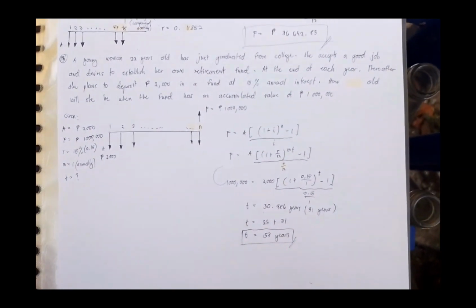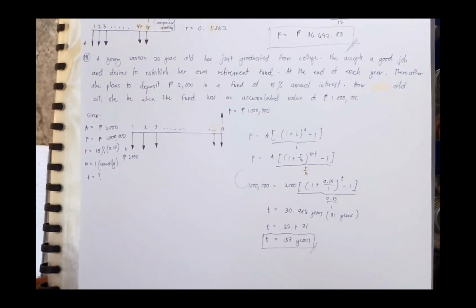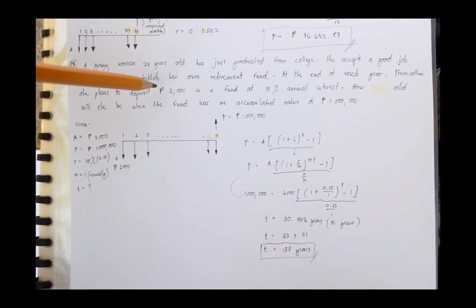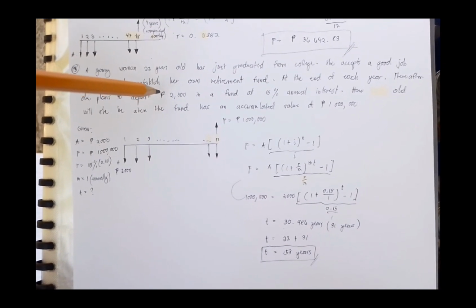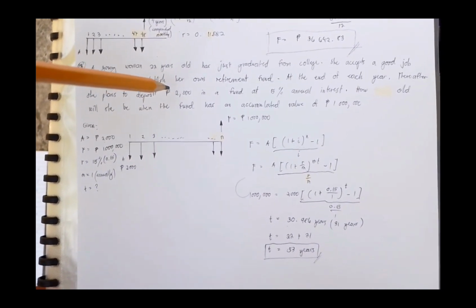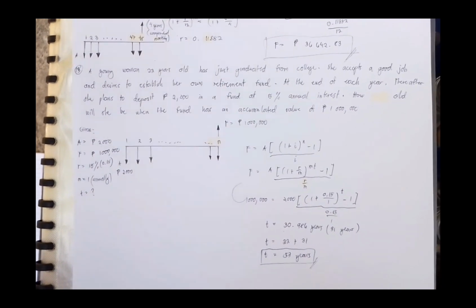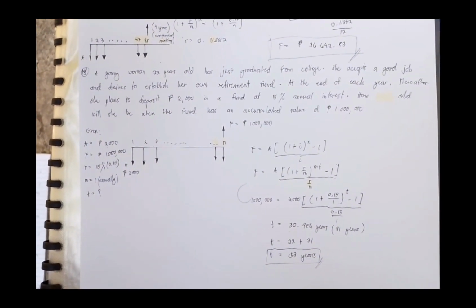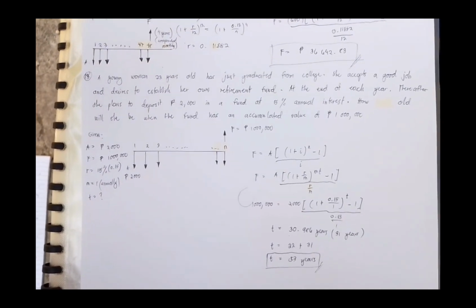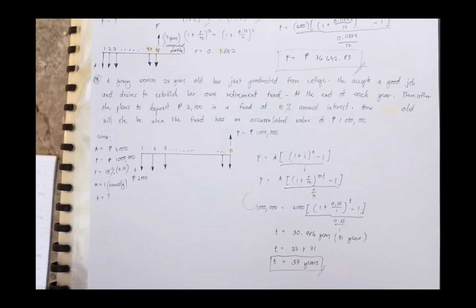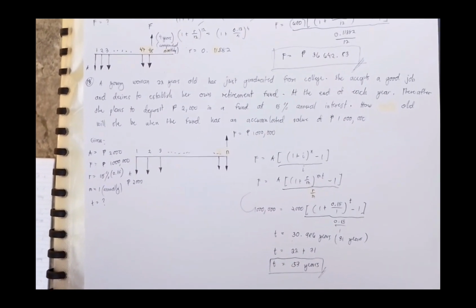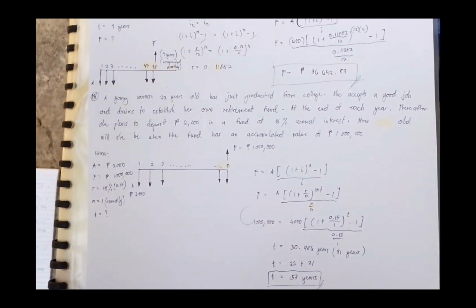So, first things first, identify what you need to use. From the problem, she deposited 2,000 yearly, meaning this is our A or annuity. Meaning this is an annuity problem. But now, there are 3 types of annuity: deferred, ordinary, and annuity due. Now, how can we distinguish?